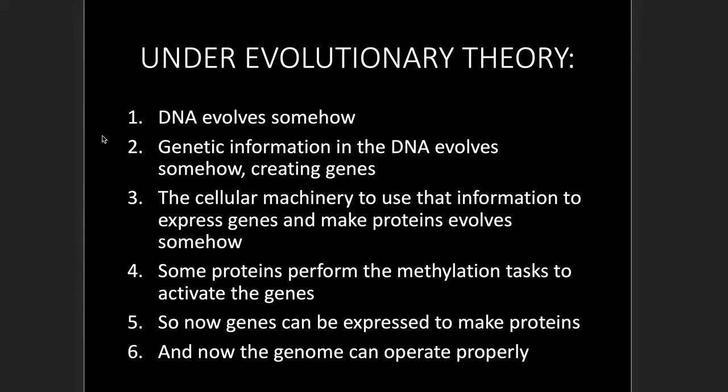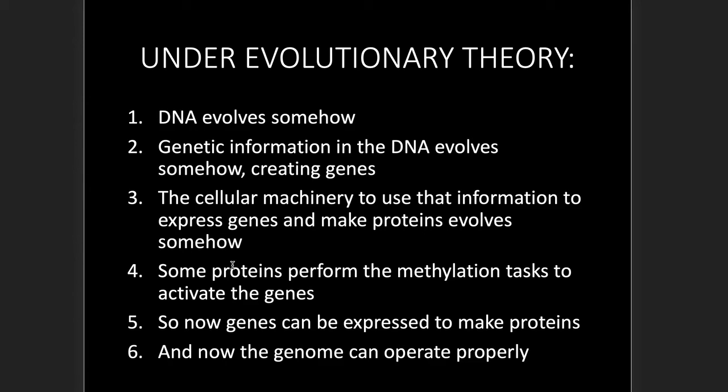Let's work through this sequence here. Under evolutionary theory, if you're an evolutionist, you have to believe something like this sequence is going to happen. DNA somehow evolved. The genetic information in the DNA, the genes, somehow evolved. The cellular machinery around the DNA to use that information to express the genes, that is, make copies of the genes, and then make proteins using that information, somehow that evolved. Some proteins perform the methylation tasks to activate the genes. So you've created these proteins now.